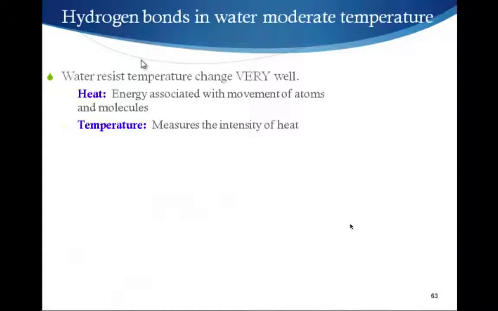And so to the point of water actually being able to moderate temperature, this happens all the time. And water actually resists temperature change very well. It takes a lot of energy to heat water. And a lot of people use the word heat and temperature interchangeably, but they're actually not the same. Heat is actually associated with the movement of atoms and molecules. Temperature is the measurement in the change of energy or the intensity of the heat in a substance. And you're like, I don't get it. I don't understand. How are those different?